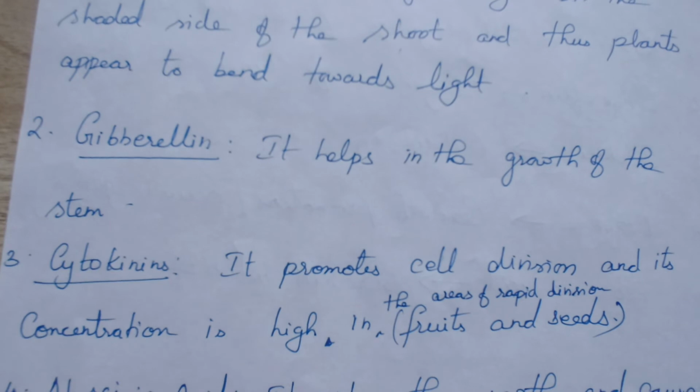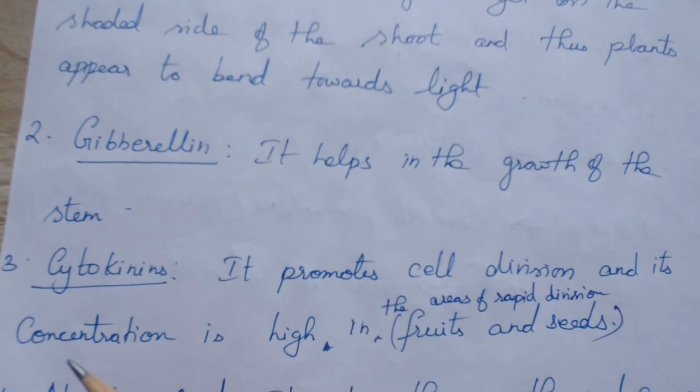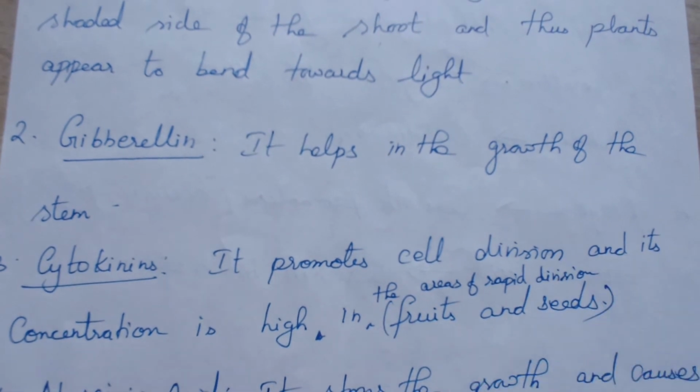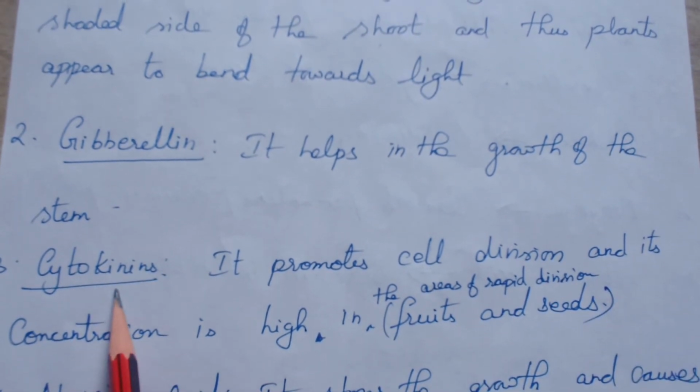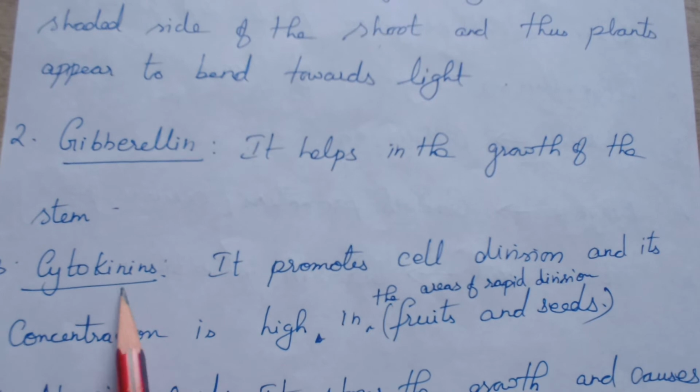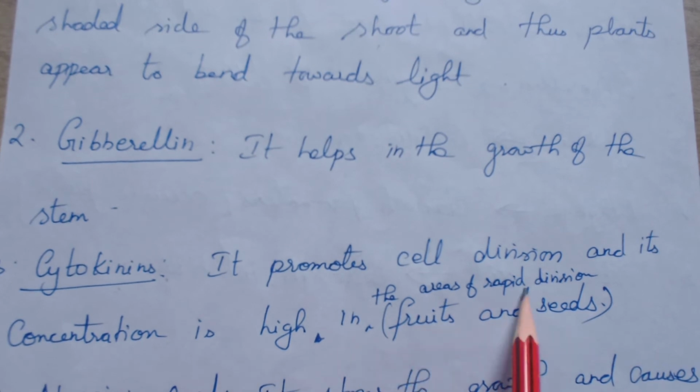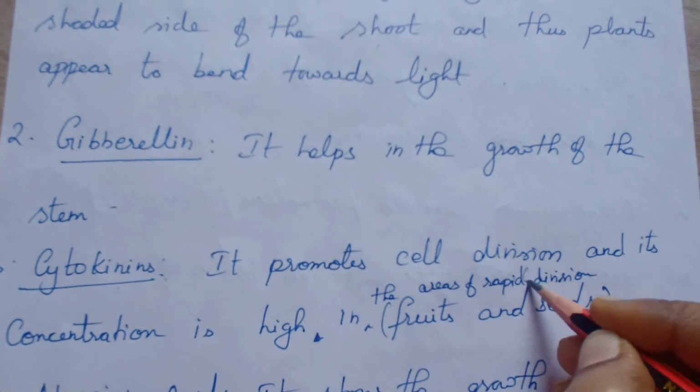Okay, next, cytokinin. Only elongation is not enough for growth, right? It has to grow, it has to multiply, right? The cell has to multiply, right? So which helps in the division of cells? Cytokinin. It promotes cell division, and its concentration is high in the areas of rapid cell division.